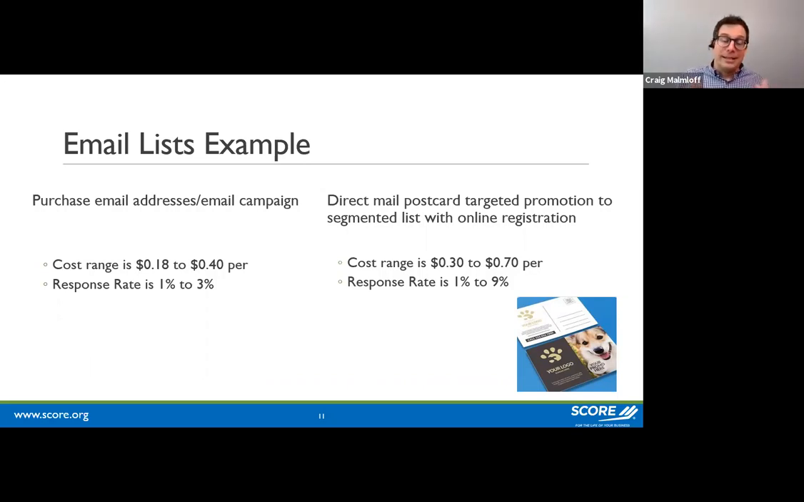A better way is to combine physical and digital marketing, so doing a direct mail campaign with a postcard promotion. You have your segmented list, you push it out with a postcard, and then you get them to opt in through online registration. It's a better way because you've had them actually opt in. Cost ranges for a direct mail postcard campaign are anywhere from 30 cents to 70 cents, and then the response rate is a little bit higher, 1% to 9%. So that's an example that you could use.